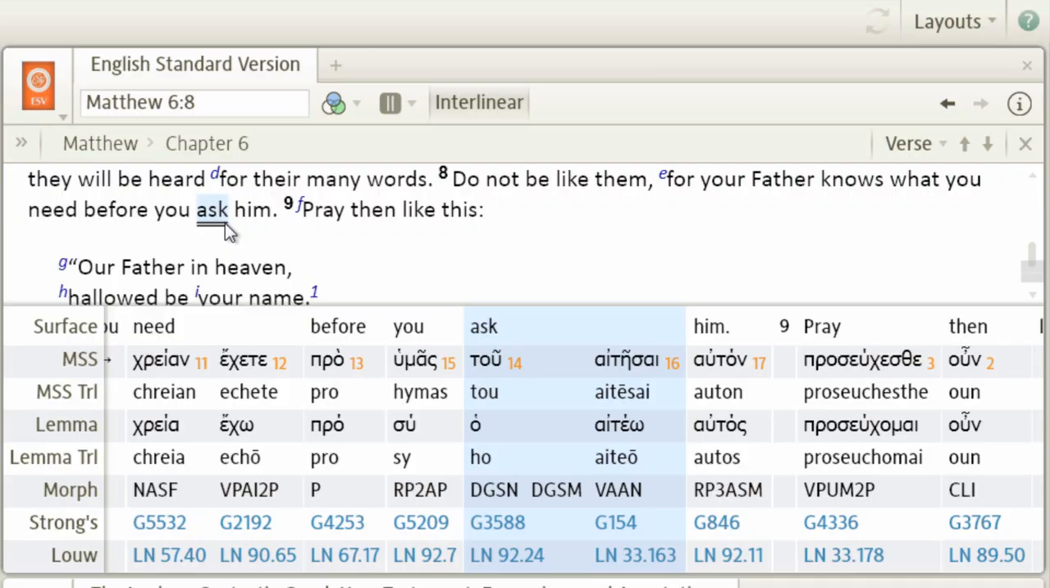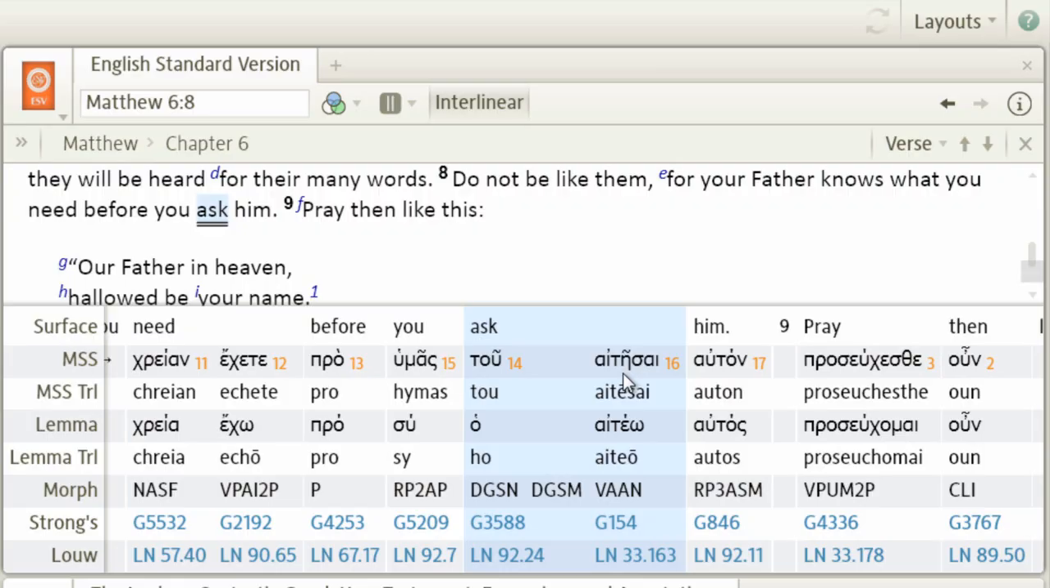Here in this sentence, you can see there's a preposition here, before. It comes, or is translated from, the Greek preposition pro. And we can see that pro, this Greek preposition, is working together with this Greek article and the Greek infinitive.